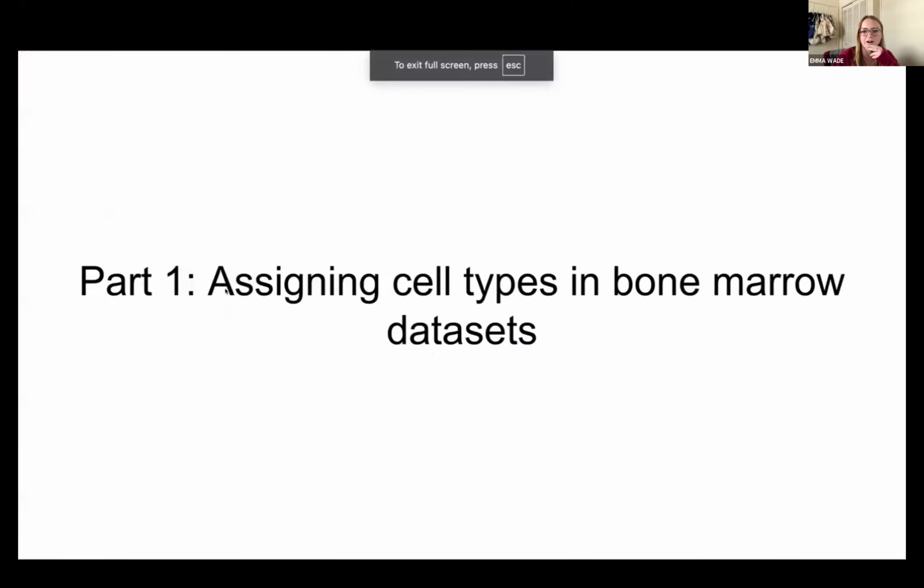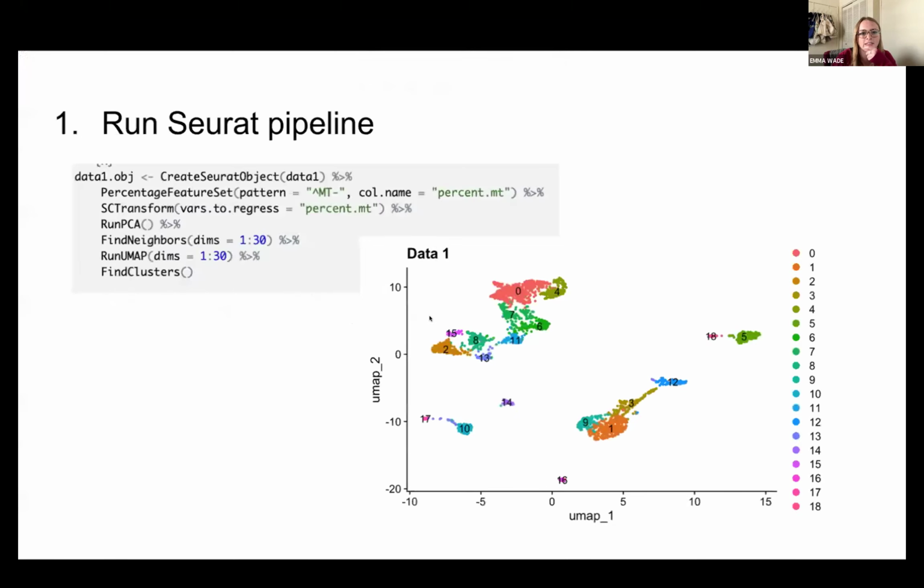Okay, so for my first part, I had bone marrow datasets. I started out with purely default settings, and then I think I'm going to go back and rework it with more fine-tuned parameters. But with the defaults, I had 18 clusters for dataset 1, and then 12 clusters for dataset 2.